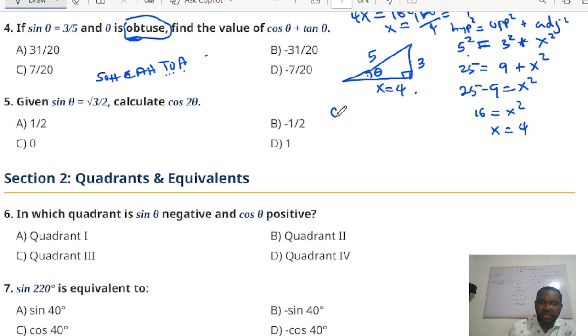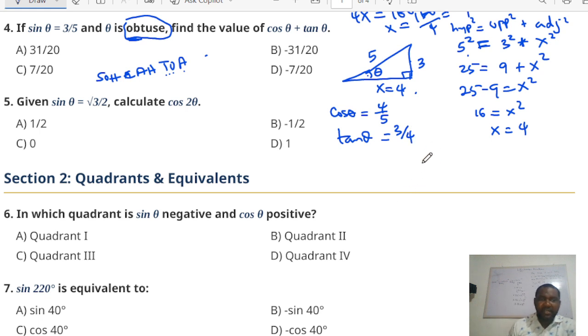That means cos theta is going to be equal to, from what we have here, cos is adjacent over hypotenuse. So adjacent is 4, hypotenuse is 5, so I'm going to say 4 over 5. Then tan theta is, tan is opposite over adjacent, so opposite is 3. You see that? Adjacent is 4, so that's going to be 3 over 4. I believe that makes a lot of sense.